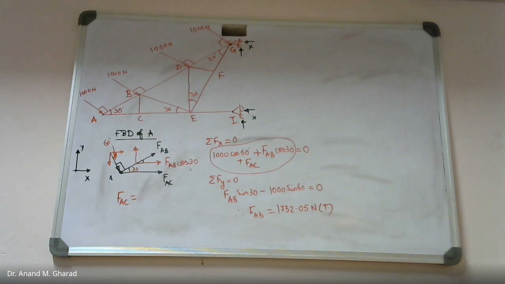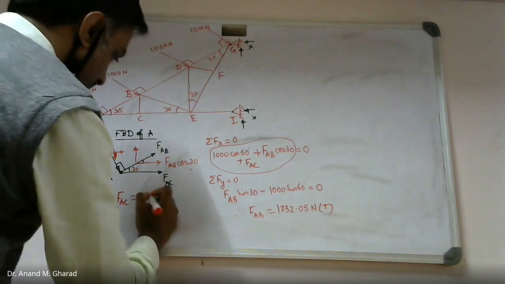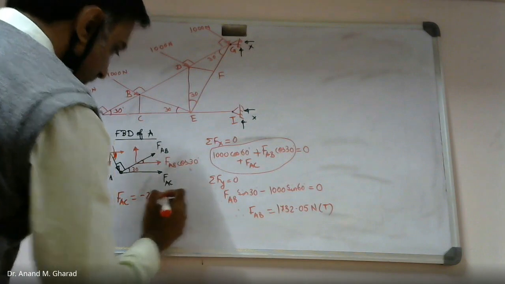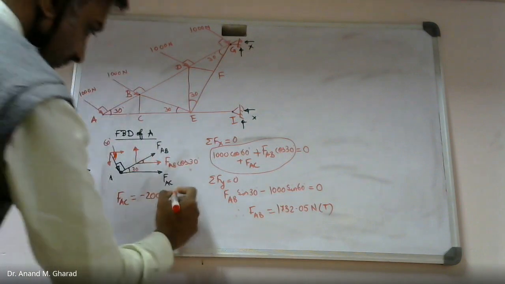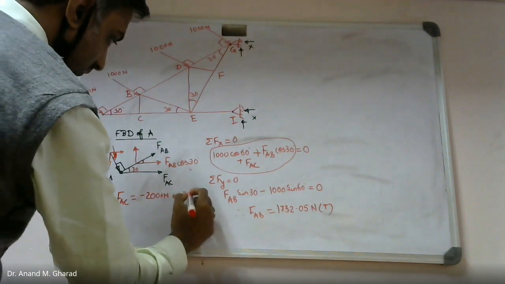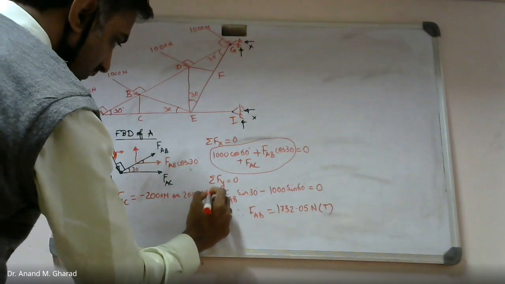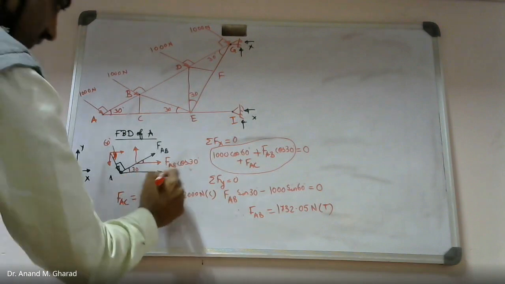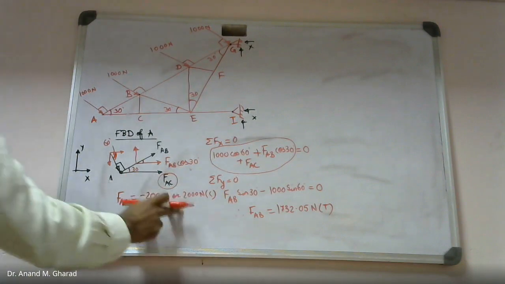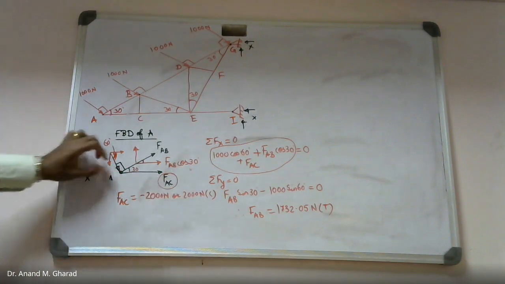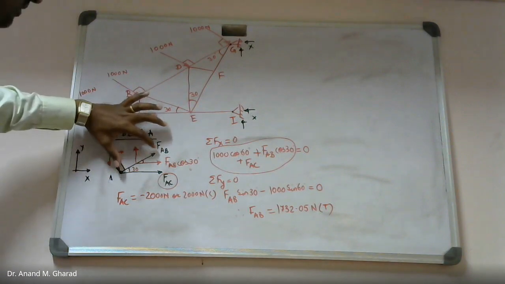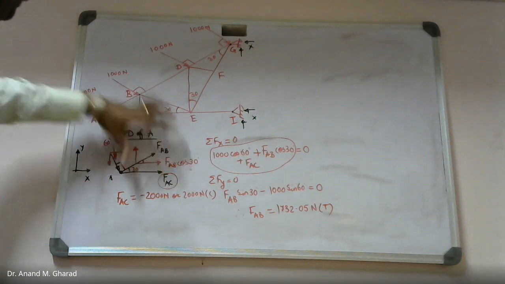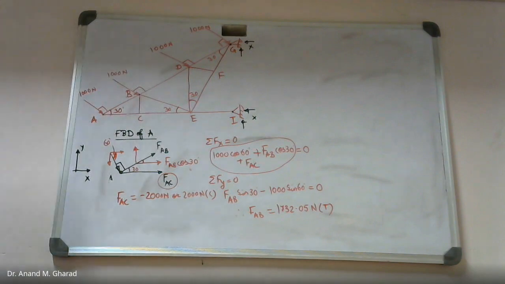How much is the value for FAC? Minus 2000 Newton. That means, or I can write plus 2000 Newton compression. This assumed direction is incorrect. It will be in the opposite direction. So what we have done, we have identified forces in member AB and AC. These two things are done.